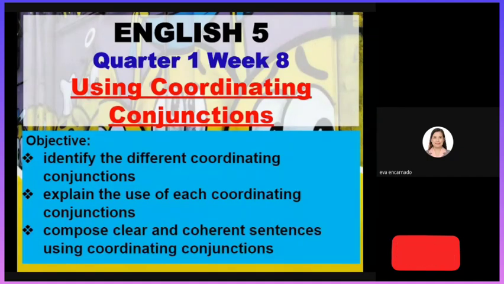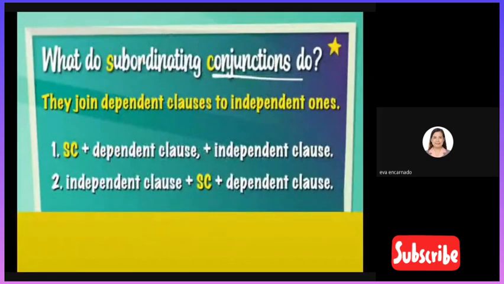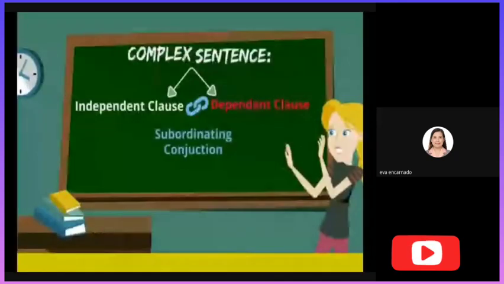All right, so what was our previous lesson? Last time we discussed subordinating conjunctions. And what do subordinating conjunctions do? All right, they unite or join independent and dependent clauses. Just like our complex sentence, it is made up of an independent clause and a dependent clause joined by subordinating conjunctions.